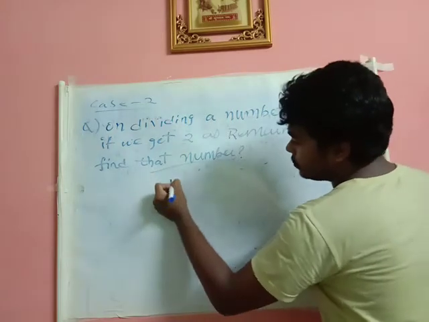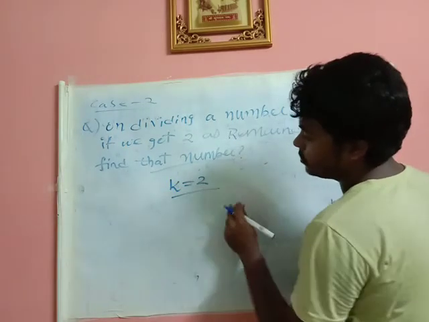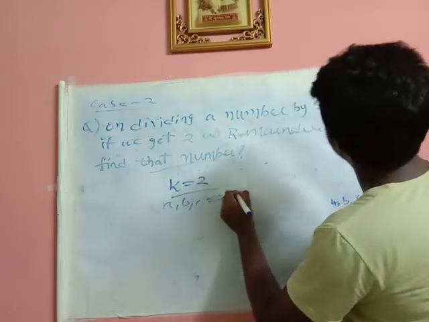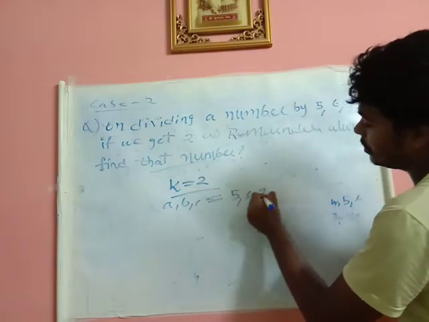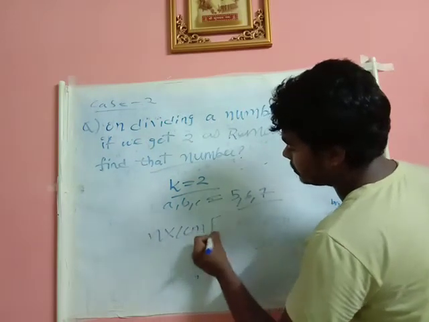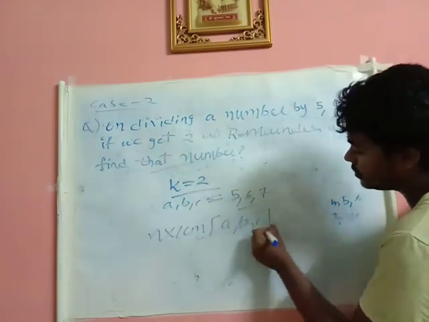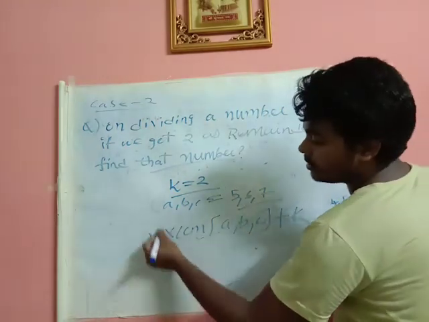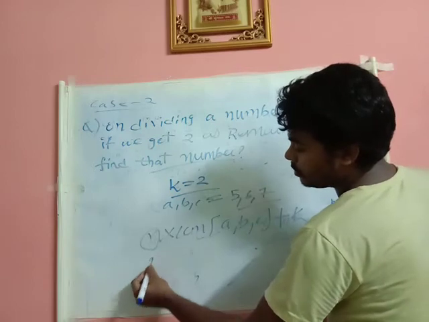Means what? You just take k as 2 here, with ABC equal to 5, 6, 7. The answer for this is n into LCM of ABC plus k. Initially it was minus k, here plus k. N you can take 1, 2. So you can take 1.